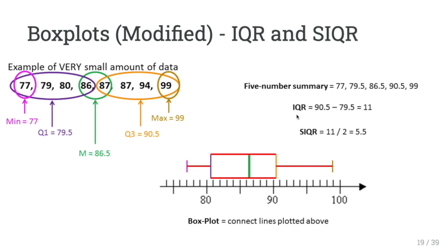The IQR here is going to be the 90.5, which is our Q3, minus the 79.5, which is our Q1, and that gives us 11. And then you also have the semi-interquartile range, which will be the 5.5, because it's just the IQR divided by 2.